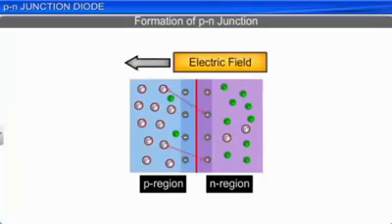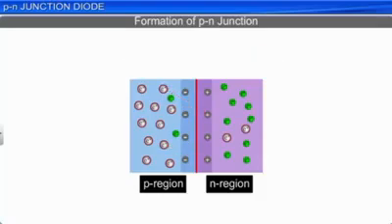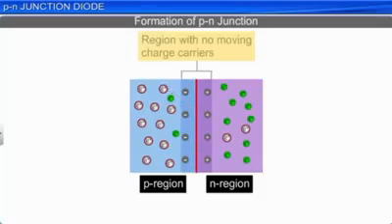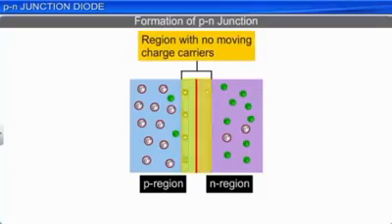Thus, a small region is created on either side of the p-n junction where no free charge carriers can exist. The region free of moving charge carriers extends on either side of a p-n junction and is called the depletion region.